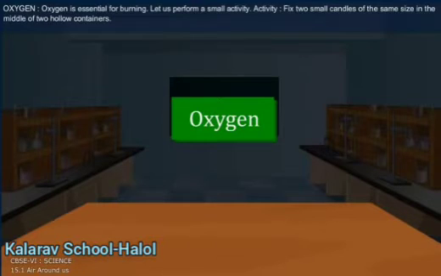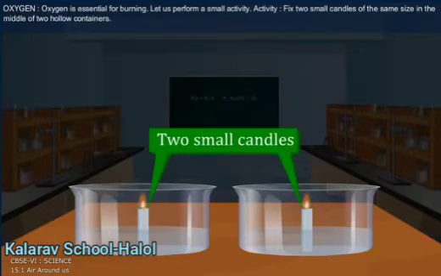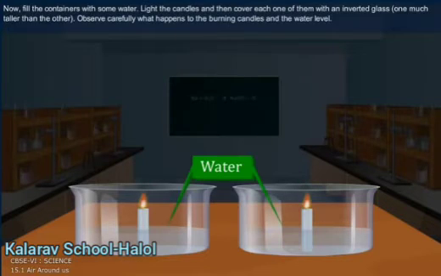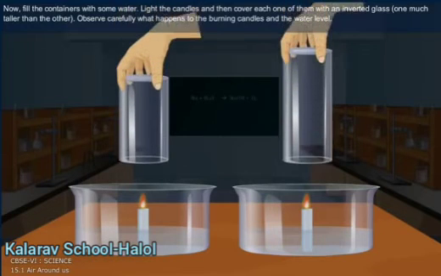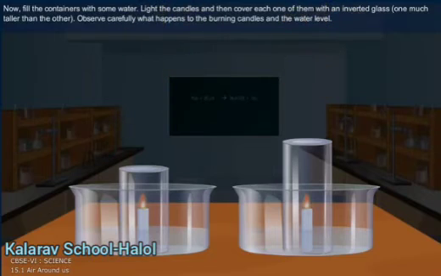Oxygen. Oxygen is essential for burning. Let us perform a small activity. Activity. Fix two small candles of the same size in the middle of two hollow containers. Now, fill the containers with some water. Light the candles and then cover each one of them with an inverted glass, one much taller than the other. Observe carefully what happens to the burning candles and water level.